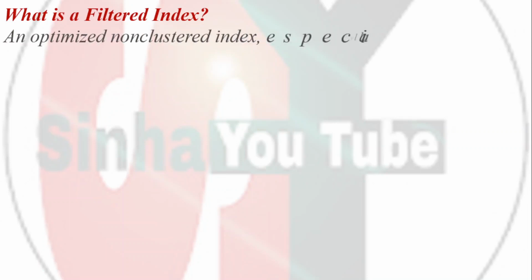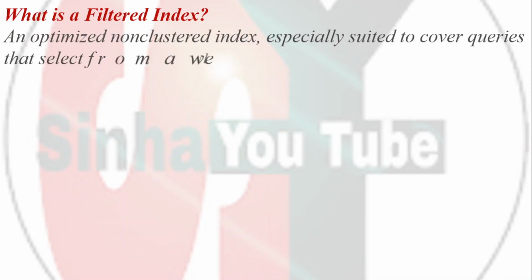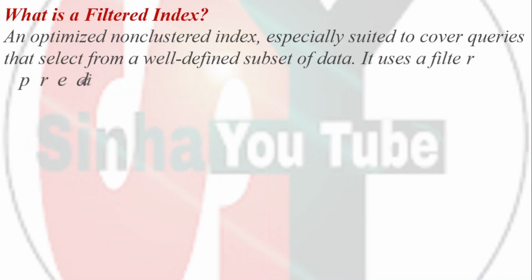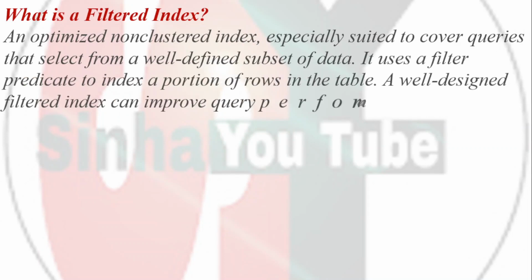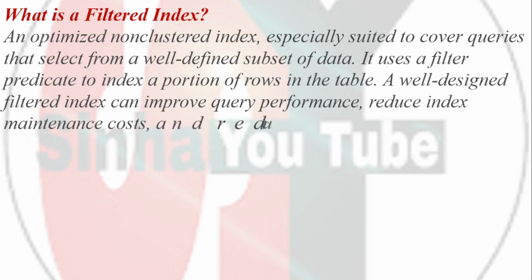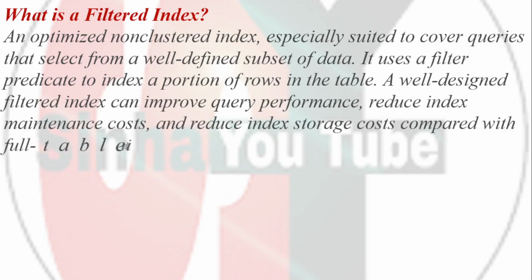Question. What is a filtered index? Answer. An optimized non-clustered index, especially suited to cover queries that select from a well-defined subset of data. It uses a filter predicate to index a portion of rows in the table. A well-designed filtered index can improve query performance, reduce index maintenance costs, and reduce index storage costs compared with full-table indexes.